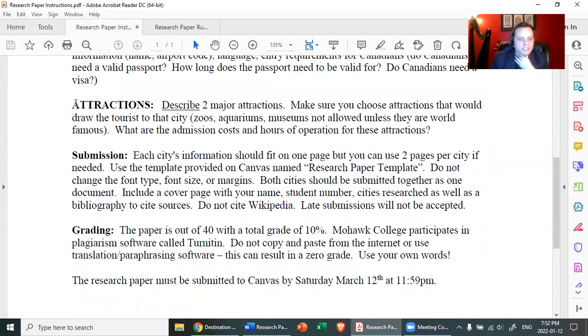Okay, attractions. Describe 2 major attractions. So every city has museums, every city has zoos. Be more creative, like what's bringing me to that specific place? Maybe if I give you Mexico City, what is unique to Mexico City? It's not a zoo, it's not a museum, unless it's really famous. Like the San Diego Zoo, that's a really famous zoo. Or the Smithsonian Museum in Washington, that's a really famous museum.